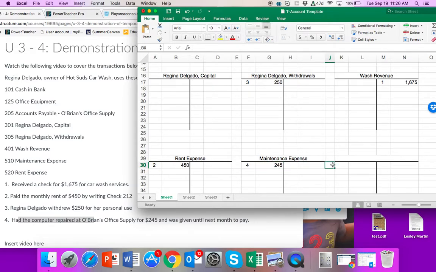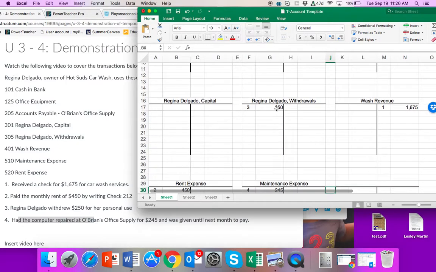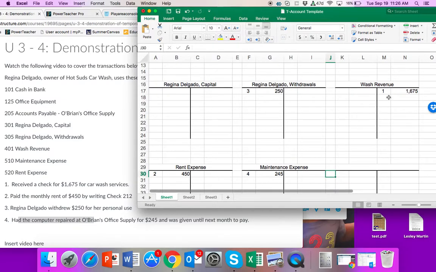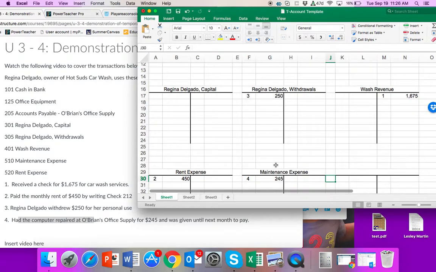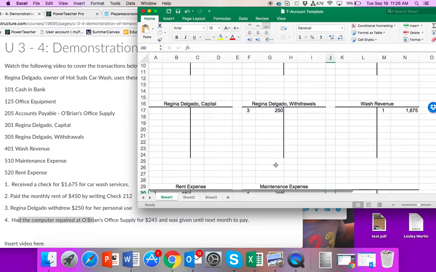Okay, so that's the rules. I'm going to go ahead and give you a hint. Here in this chapter, you will never credit expenses, you will never credit withdrawals, and you will never debit revenue. Now that changes when we get to chapter 9, but this chapter stays with revenue always being credited, expenses always debited, and withdrawals being debited. If you have any questions, please email me.